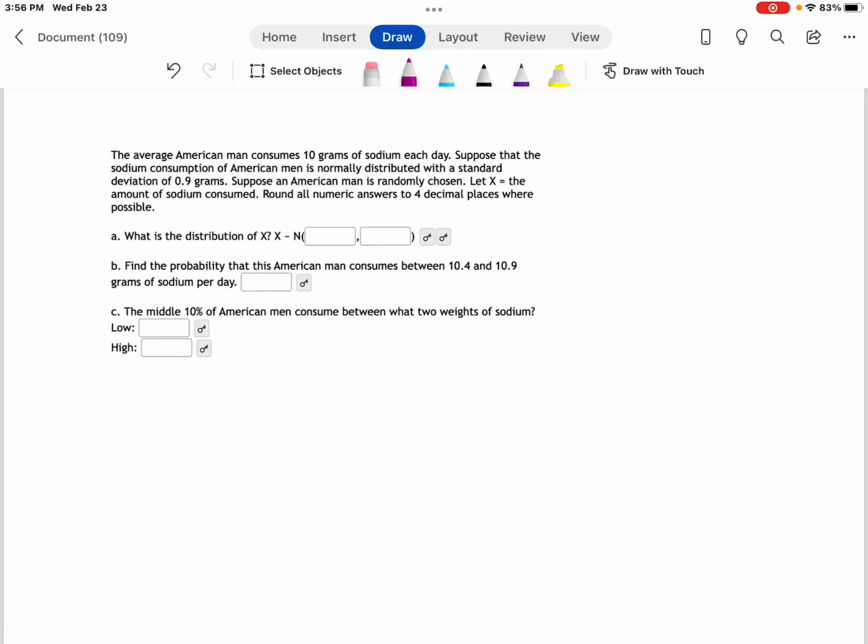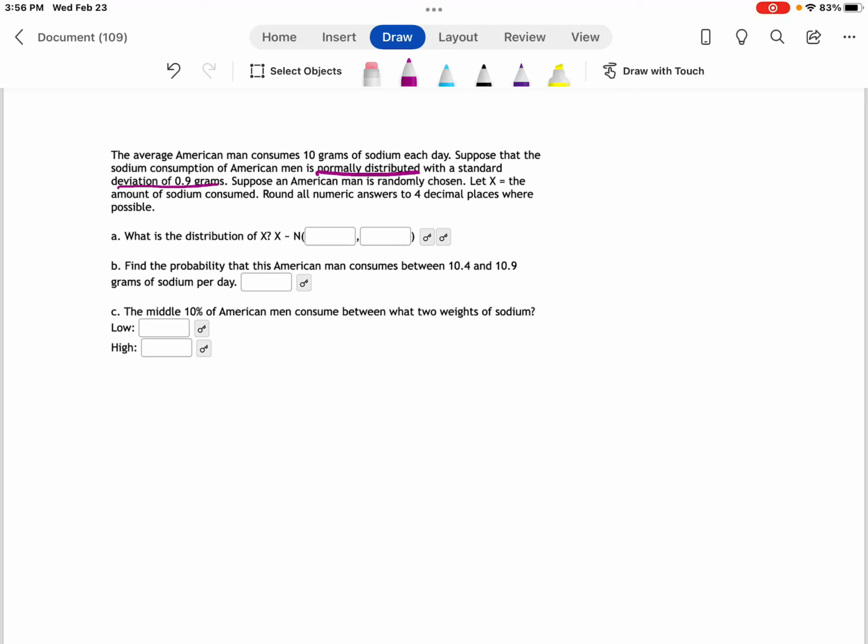The average American man consumes 10 grams of sodium each day. Suppose that the sodium consumption of American men is normally distributed with a standard deviation of 0.9 grams. We're going to suppose an American man is randomly chosen and X is going to be the amount of sodium consumed. We're going to round all numbers to 4 decimal places.